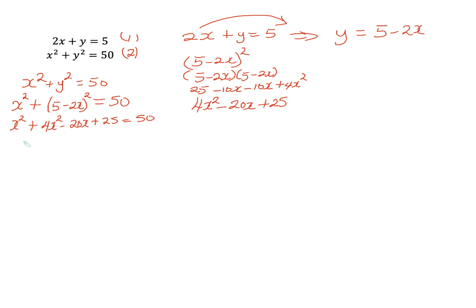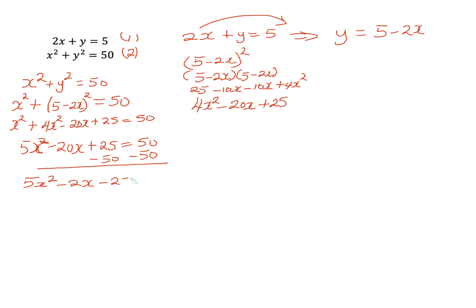Combining my like terms, I'm going to end up with 5x squared minus 20x plus 25 equals 50. But to solve any quadratic, it must equal 0. So we're going to have to subtract 50 from both sides. So I end up with 5x squared minus 20x minus 25 equals 0.